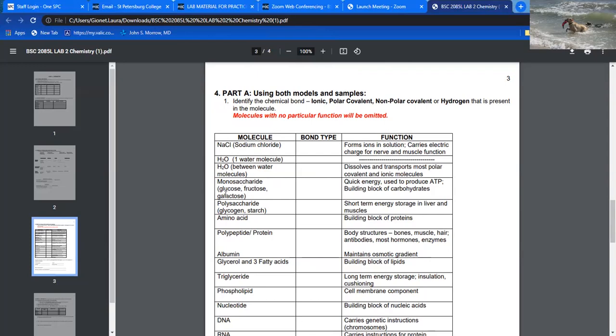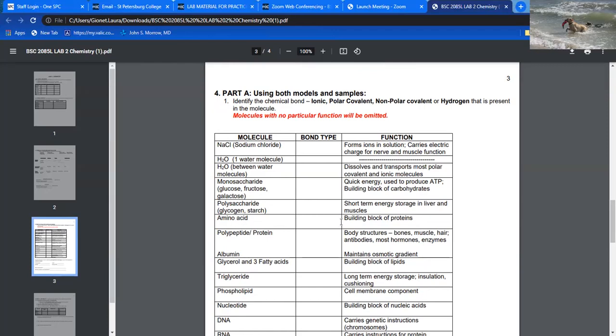Okay, monosaccharides, glucose, right? One sugar, single sugars, polar covalent bonds. Functions of quick energy used to produce ATP, the building block of a carbohydrate. We said that the intermediate products, we are not going to have to know any particular function for, so don't worry about those. Polysaccharide, glycogen or starch, right? That is, the bond type is polar covalent, and it functions as short-term energy storage in the liver and the muscles in animals like us, or, starch is to form energy storage in plants.